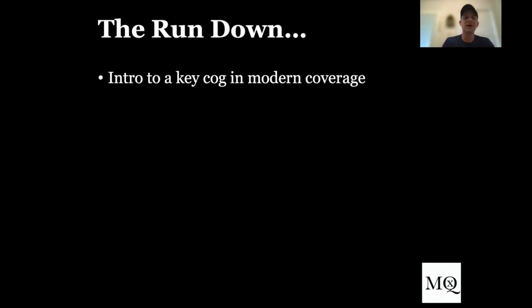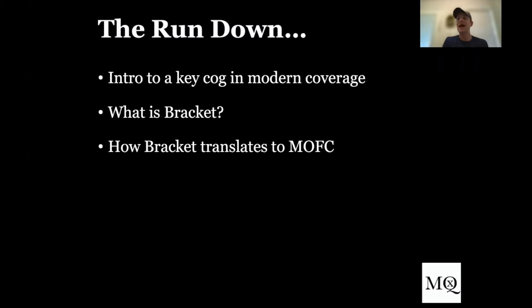Today we are talking about a modern coverage that is a key cog in almost every system that you will see, especially at the upper levels, and is becoming a more popular way of defending some of these spread formations, especially ones that use two-back, especially ones that use RPOs. So what is it? We're talking about brackets. I'm going to break down bracket for you today, essentially the split field coverage part of it, and then how it translates into middle of the field close.